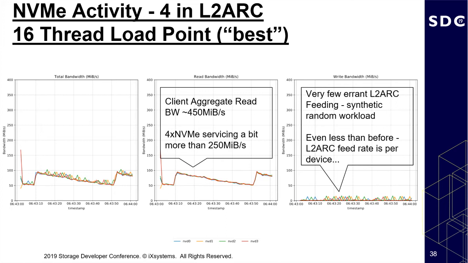We're going to really see better scaling here with 4 NVMe devices active, client aggregate bandwidth at 450 megabytes per second, and we got 250 of that coming from the L2ARC devices themselves, and each one is doing, I would call that 75, which is pretty good. What I saw early on, when my methodology wasn't right and I was just adding the devices, is that some of these drives were doing a lot more than others. But we're at a balance here.